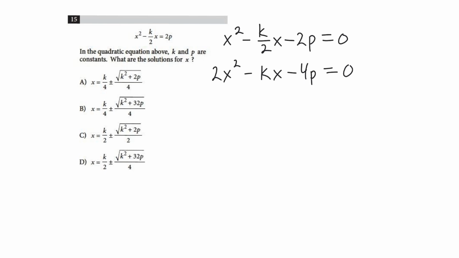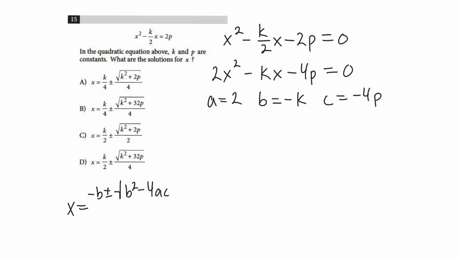Alright, well, to use the quadratic formula, we need to identify our a, b, and c. In this case, a equals 2, b equals negative k, and c equals negative 4p. So if we write out our quadratic formula, it's going to be x equals negative b plus minus the square root of b squared minus 4ac all over 2a.